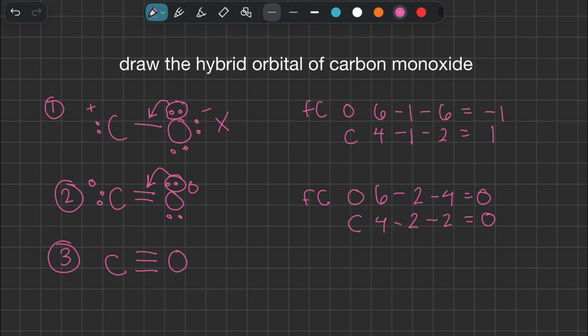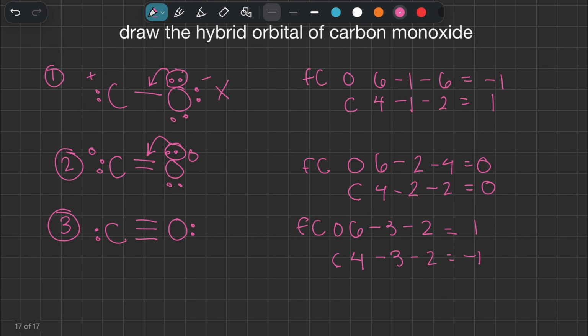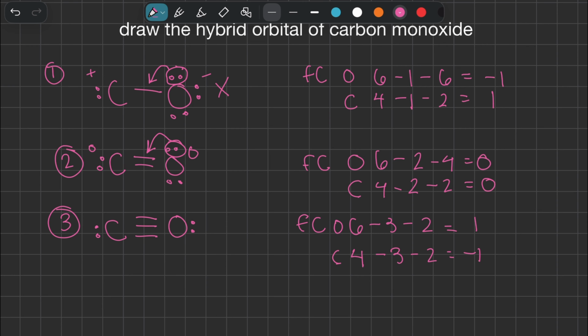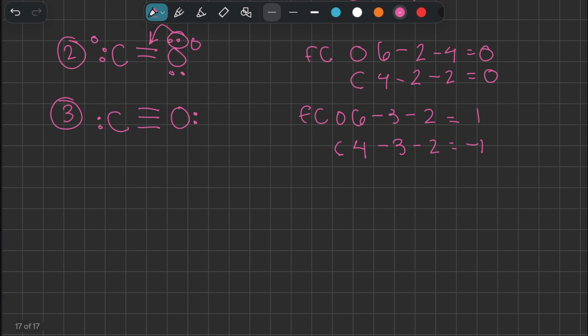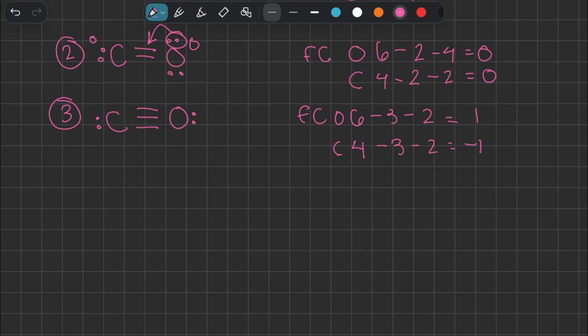Now we have 2 electrons on each. Now it's 2, 4, 6, 8 for the carbon and 2, 4, 6, 8 for the oxygen. If we do the formal charges, it would be 6 minus 3 minus 2 equals 1. And this is for oxygen. And C would be 4 minus 3 minus 2 equals -1. And yes, they're not 0, but because these obey the octet rule, we must go with the configuration for the octet rule. And so now we move on to our next step, which will be assembling the hybrid orbitals.